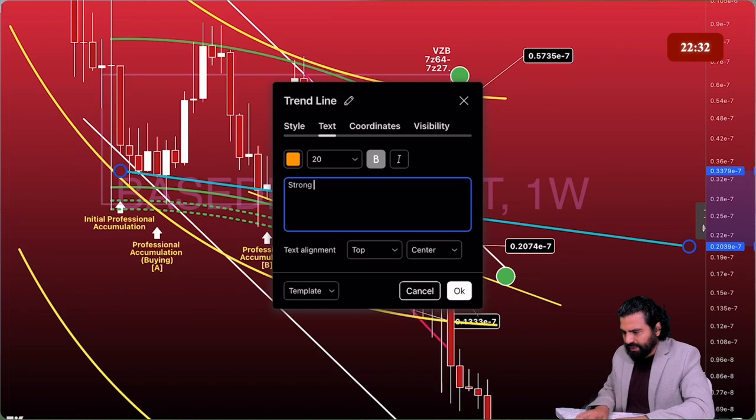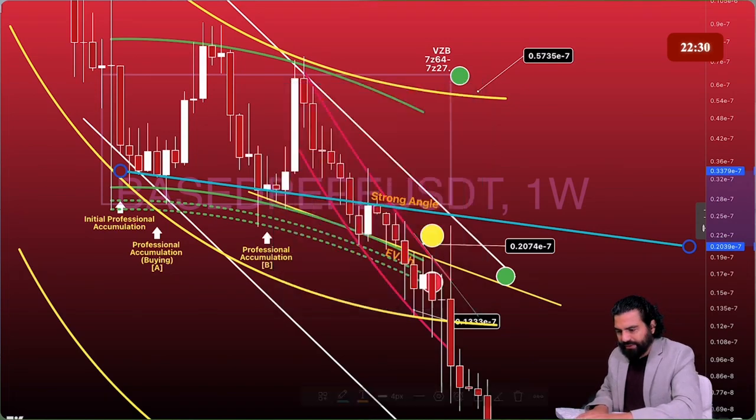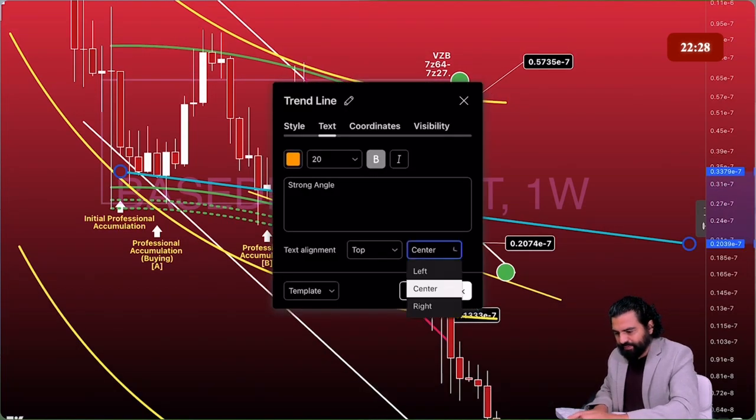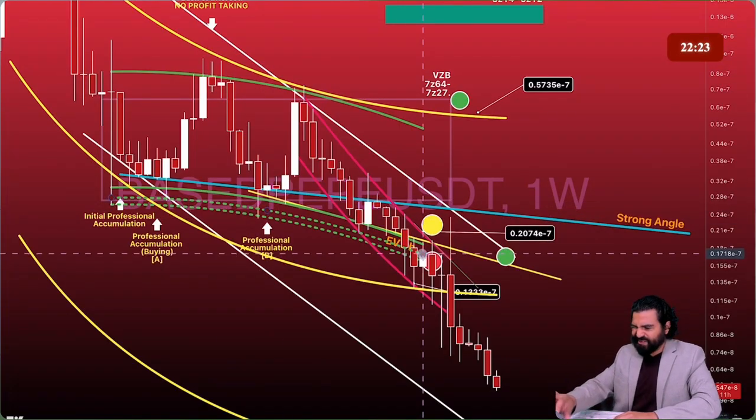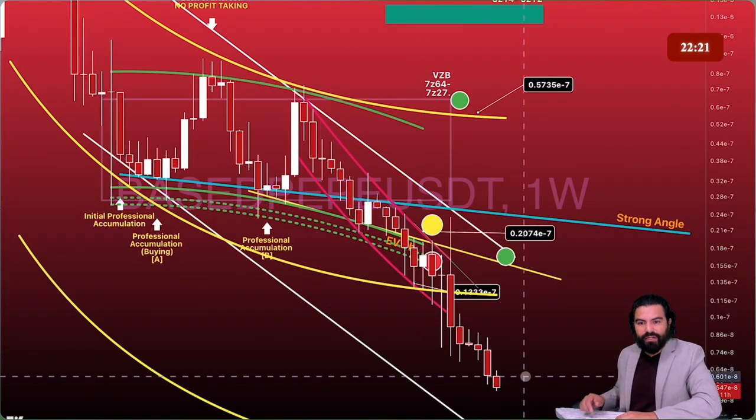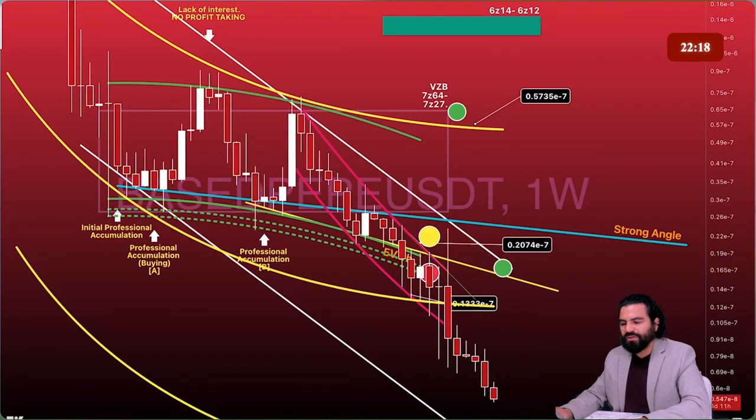I'm going to say strong angle. Okay, I don't know what type of angle this would be. Just being here in the middle yet. Probably a DP, but we're below that. So I'm going to say no. I'm just going to say just a strong angle to watch for.